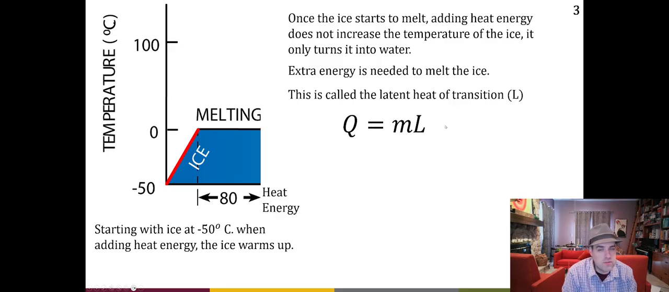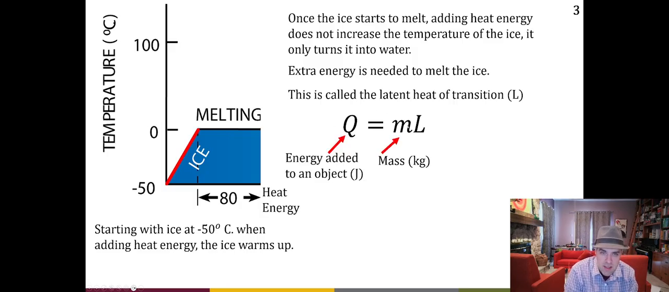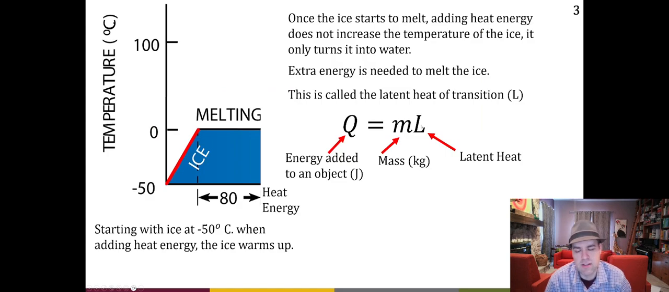And we have a whole new equation for that. Q, the energy needed to transition an object from one phase to another, is equal to the mass of the object times the latent heat L. Okay, and this is going to be different for different substances. It's also going to be different for different phases. So there's a different latent heat to go from a solid to liquid, and a different latent heat needed to go from a liquid to a gas.